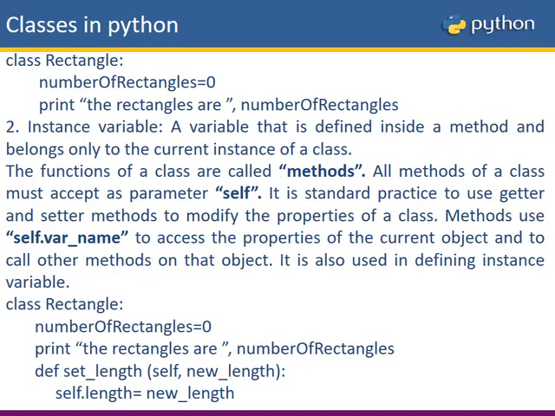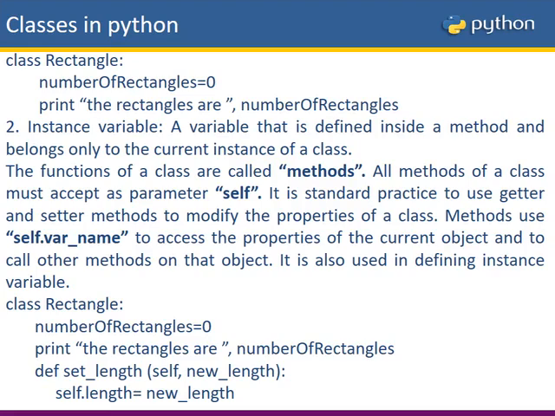We have the example of a class variable with the same class Rectangle, colon, number of rectangles equal to 0, print the rectangle and number of rectangles. The second type of variable here is the instance variable, which we use frequently. An instance variable is a variable that is defined inside a method and belongs only to the current instance of a class. The functions of a class are called methods.